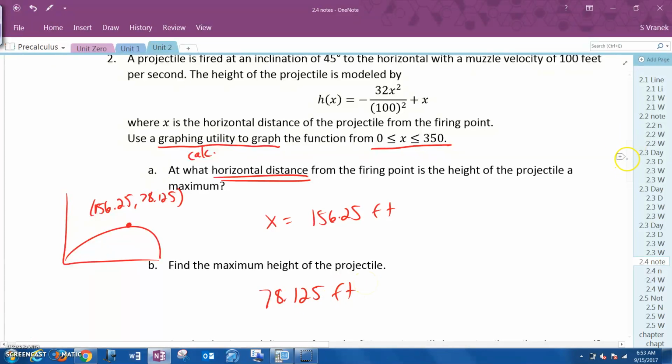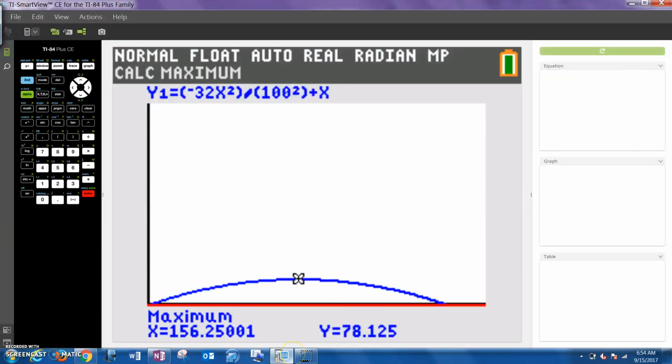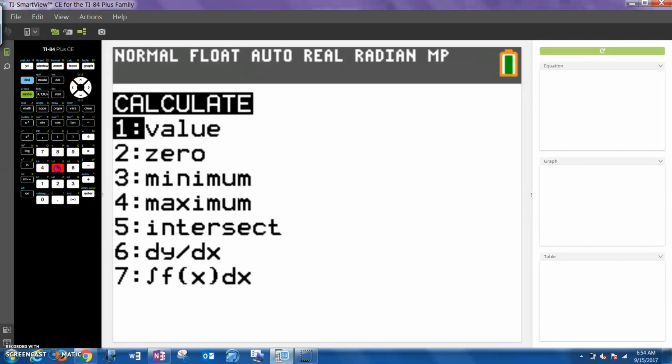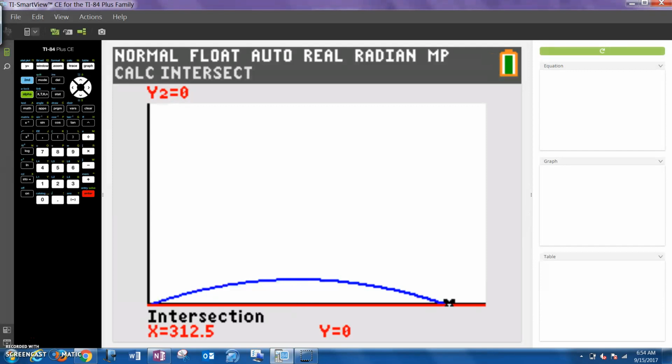Okay? Then it says at what horizontal distance will it strike the ground? This is when you want y equals 0. So you plug that into your y2. Alright? And then you can just do second, trace, 5 for intersect. Or you can use the 0 function. I like just intersect, and then I hit enter 3 times. You don't even really have to go close to it because it'll jump over there at the intersection.